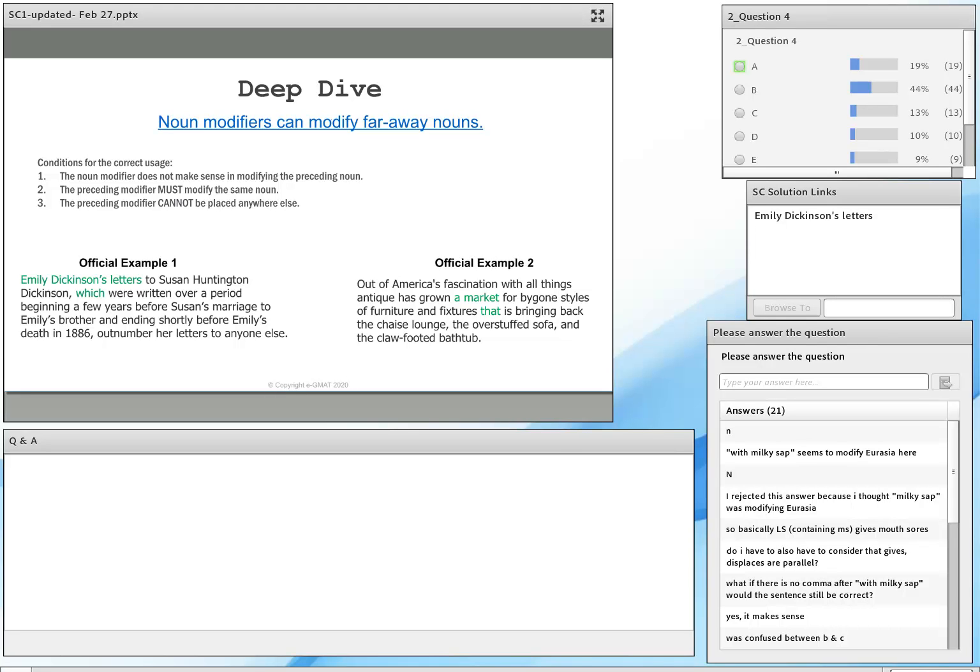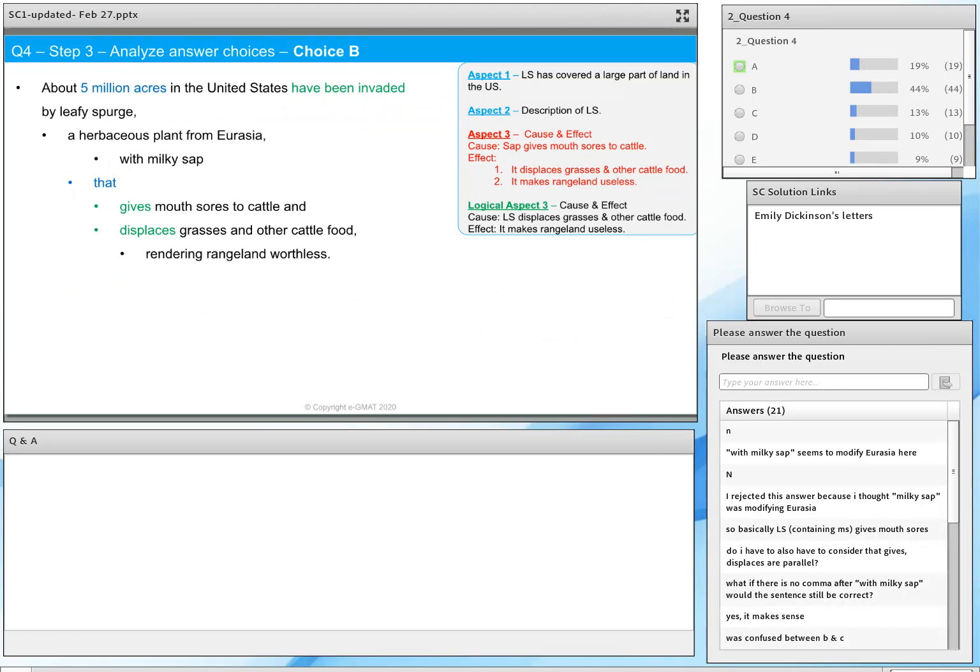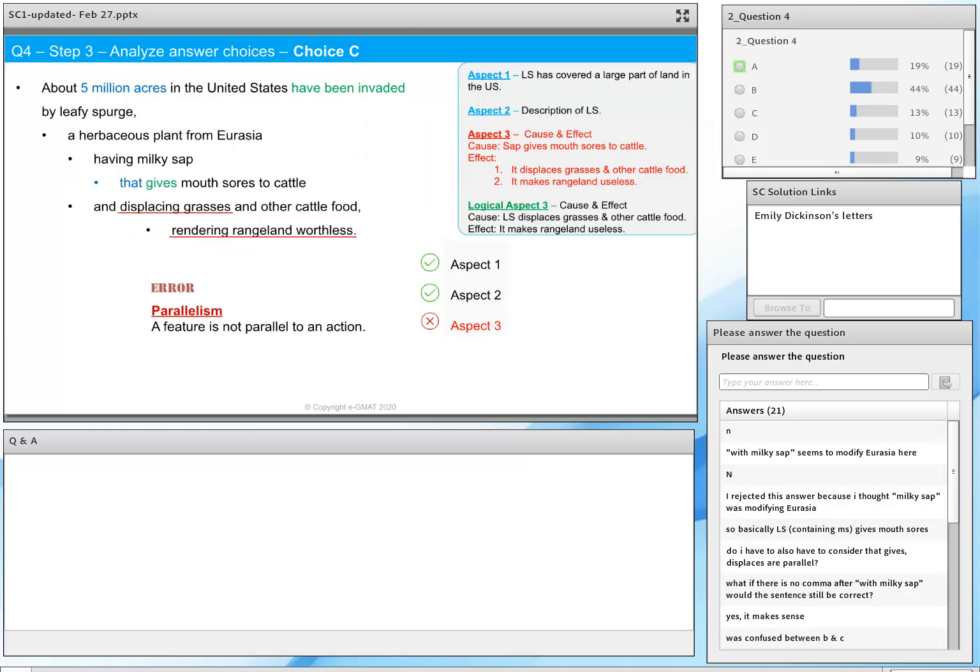Okay, so now let's move on to the other answer choices. We've already spoken about choice B. Here we have choice C. What is wrong with choice C? Again, visualizing everything part by part.